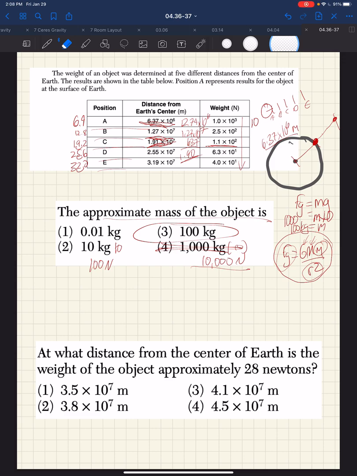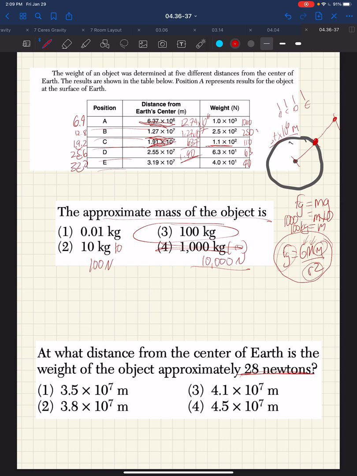In the second question based off this data, we are asked, at what distance will it weigh 28 newtons? So let's consider the weights we have up here. So we have 1,000, 250, 110, 63, 40.